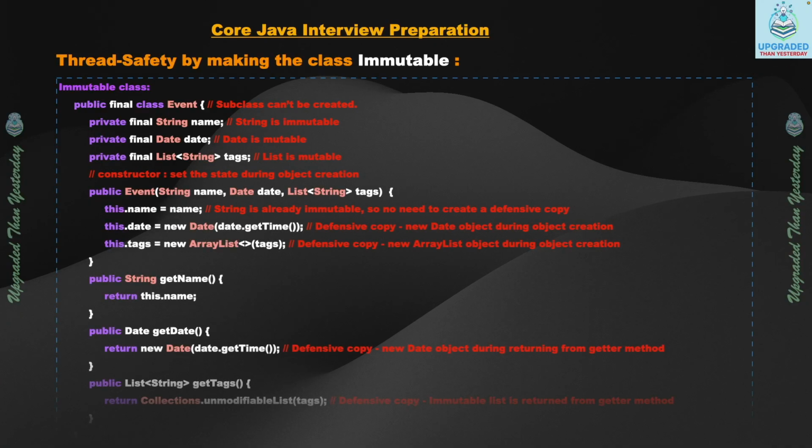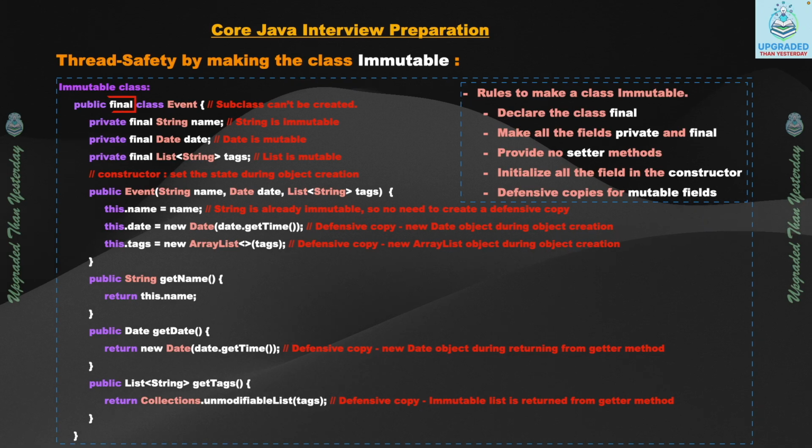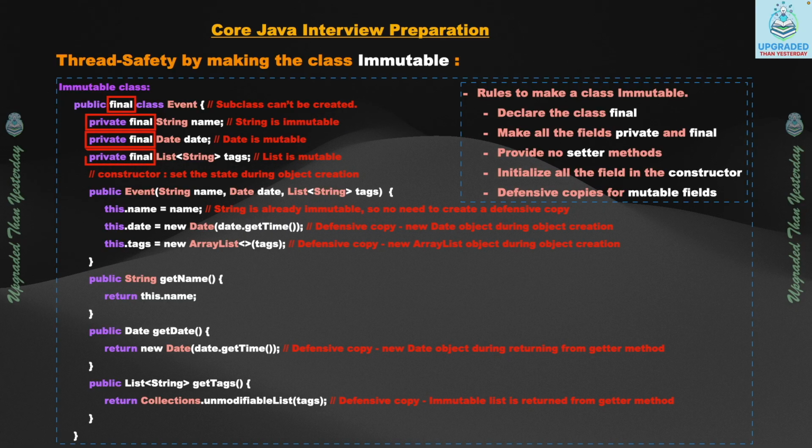Let's understand these rules with a simple Event class, where event has a name, date and a list of tags. Now the first rule says, make the class final to stop subclassing. Look at the class. It is declared as final. Second rule says, make all the fields private and final. Here name, date and list of tags are declared as private and final. Third rule says, provide no setter method. In this class, only getters are provided, no setter method is provided.